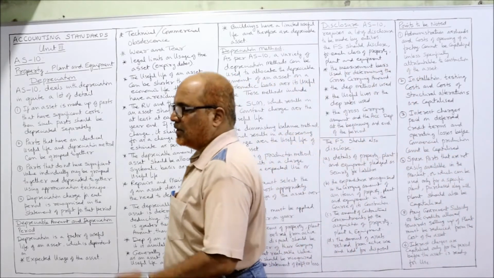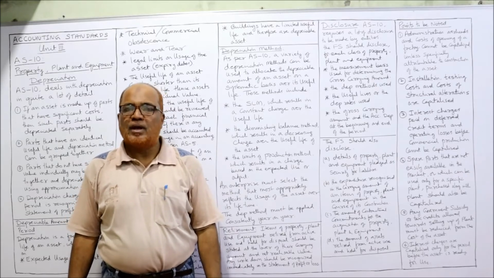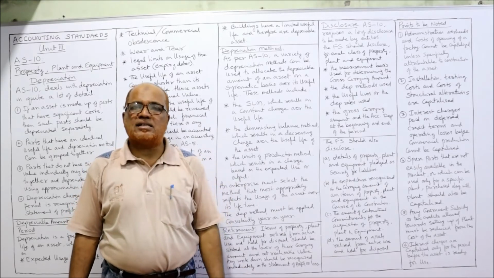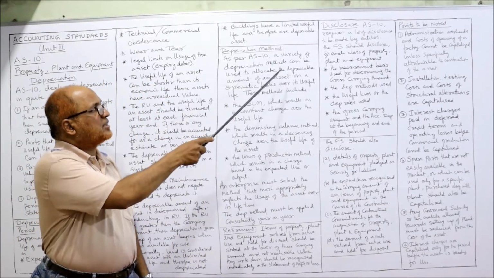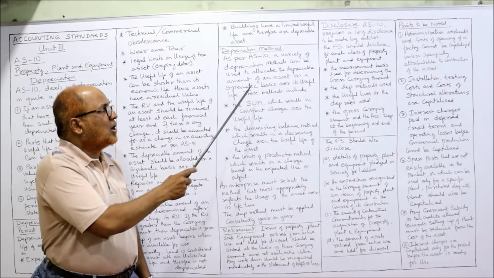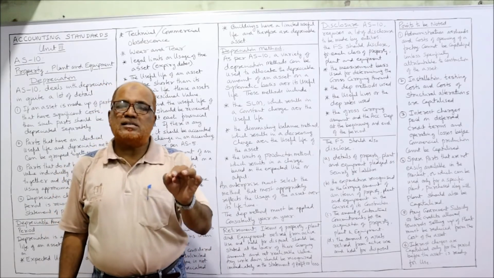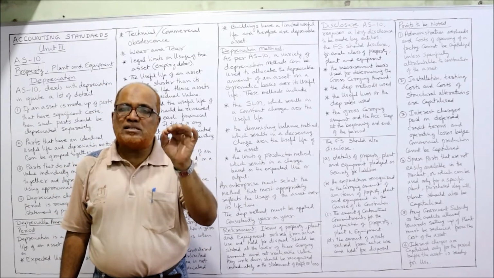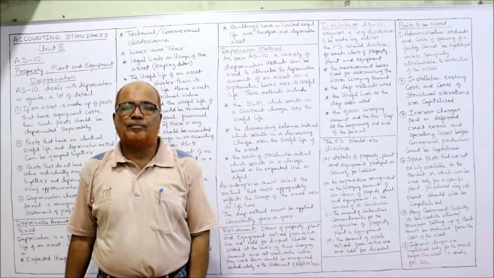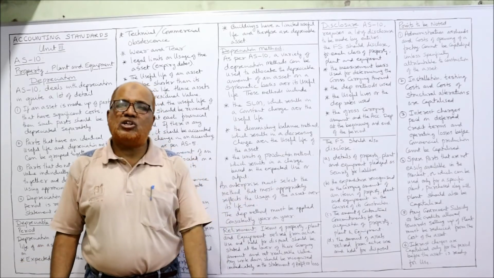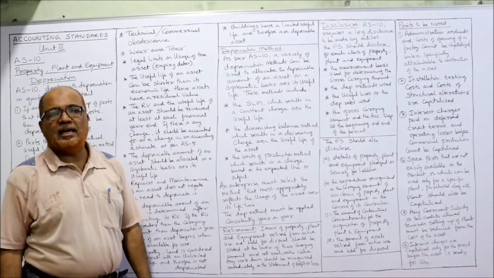Now, depreciation method. We know there are many methods of providing depreciation, but AS 10 has suggested a few. Under AS 10, a variety of depreciation methods can be used to allocate the depreciable amount of an asset on a systematic basis over its useful life. The main concern is that depreciation should be provided on a systematic basis over the useful life of the asset. That is a requirement. So AS 10 has suggested a variety of methods. These methods include SLM, the straight line method.